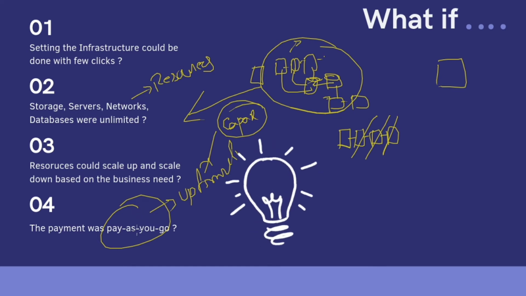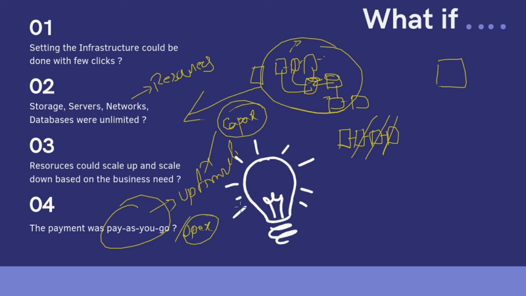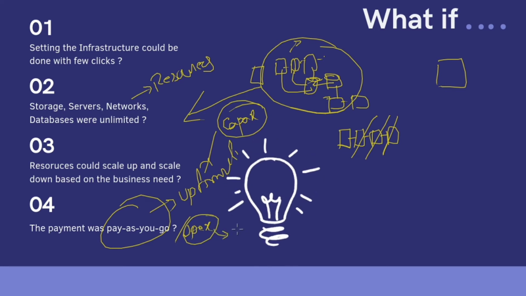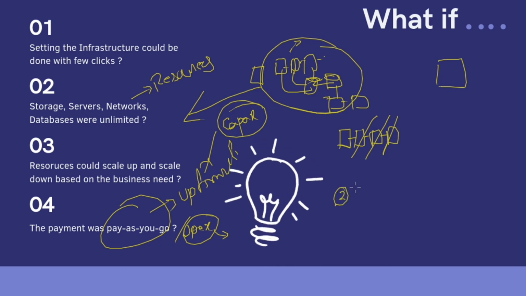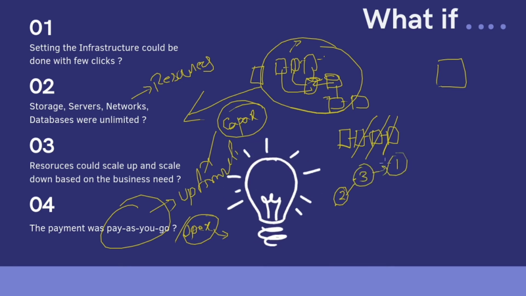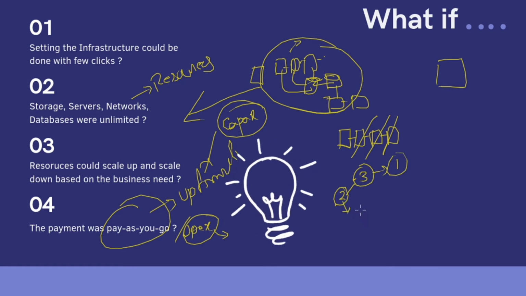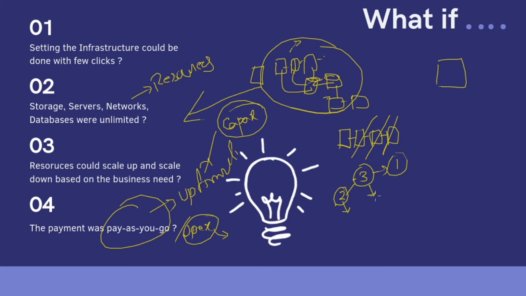Also there is a pay as you go or OPEX model. So what is the OPEX model? That is the cost of your operations. Suppose in one month you are using only 2 servers, in another month you are using 3 servers, and in another month you are using just 1 server. So at this month end you would pay only 2 server costs, at this month end you would pay only 3 server costs, and in this month end you would pay just 1 server cost.